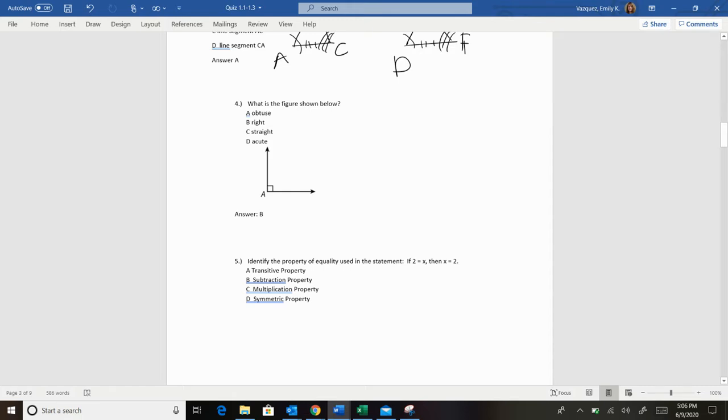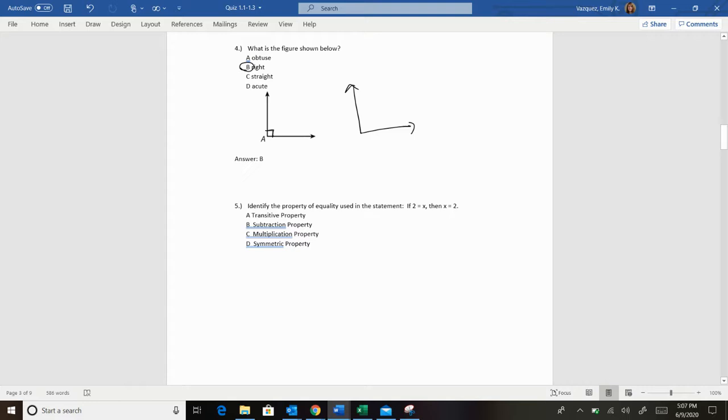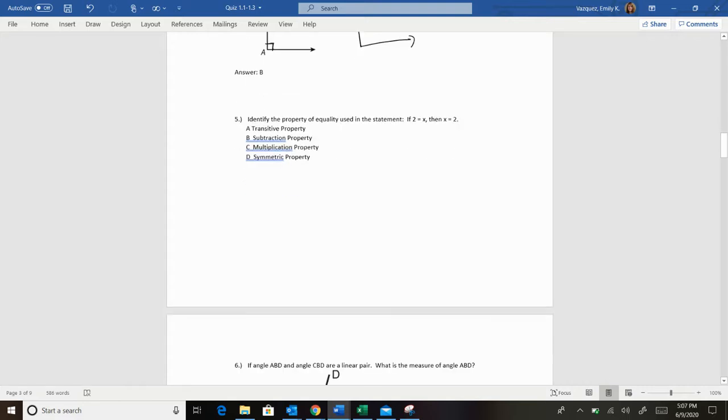Okay. Well, number 4 was an easy given for you guys. What is the figure shown below? Is it obtuse, right, straight, or acute? It is a right triangle because it has that box in it. So just be careful if they draw it like this without that little box. You can never put right angle as a solution, okay? In this case, you would have to have a protractor because I don't know if that would be obtuse or acute. Number 5. Identify the property of equality used in the statement. If 2 is equal to x, then x is equal to 2.